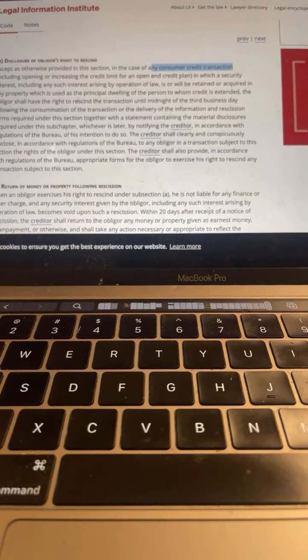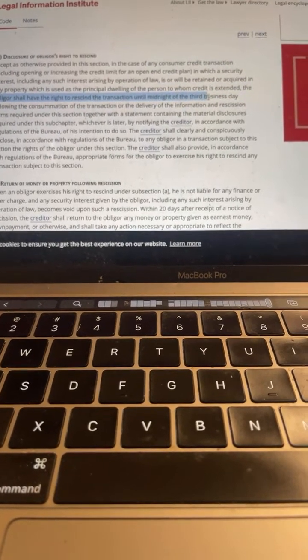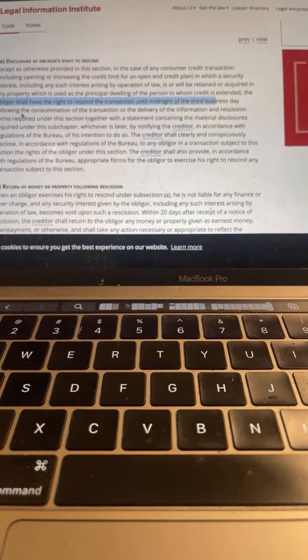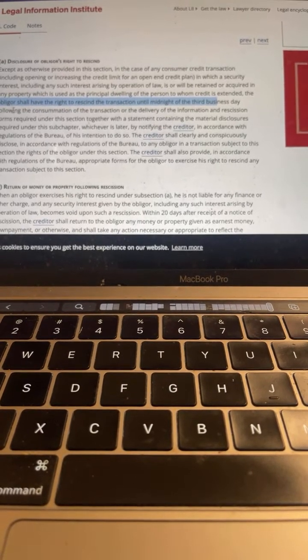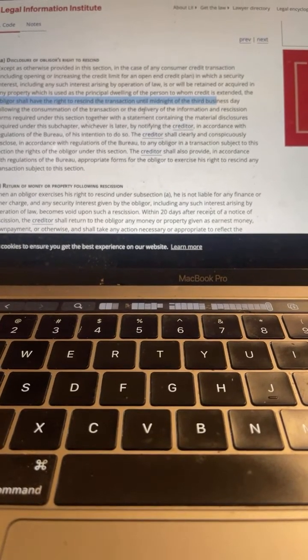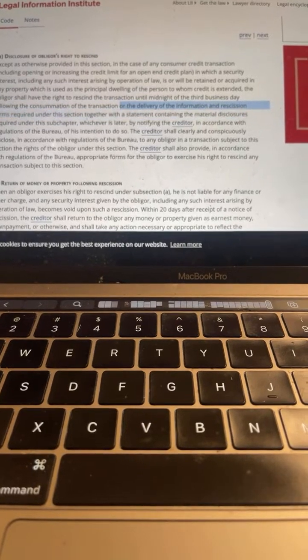The obligor shall have the right to rescind, so us being the obligor throughout the transaction, until midnight of the third business day. So people typically think, oh, I only got 3 days to go ahead and exercise my right to rescind. Well, that's not true. That's why we got to keep reading, or the delivery of the information and rescission forms.